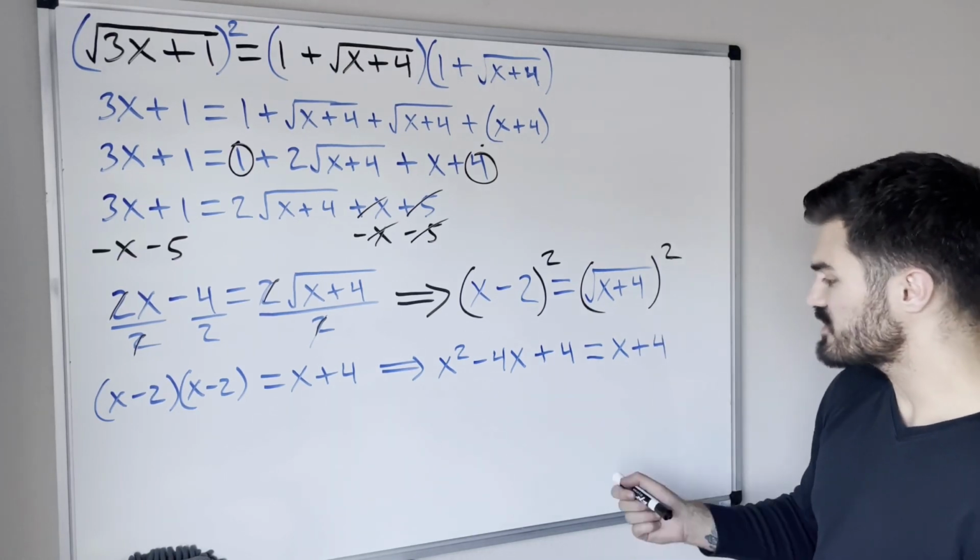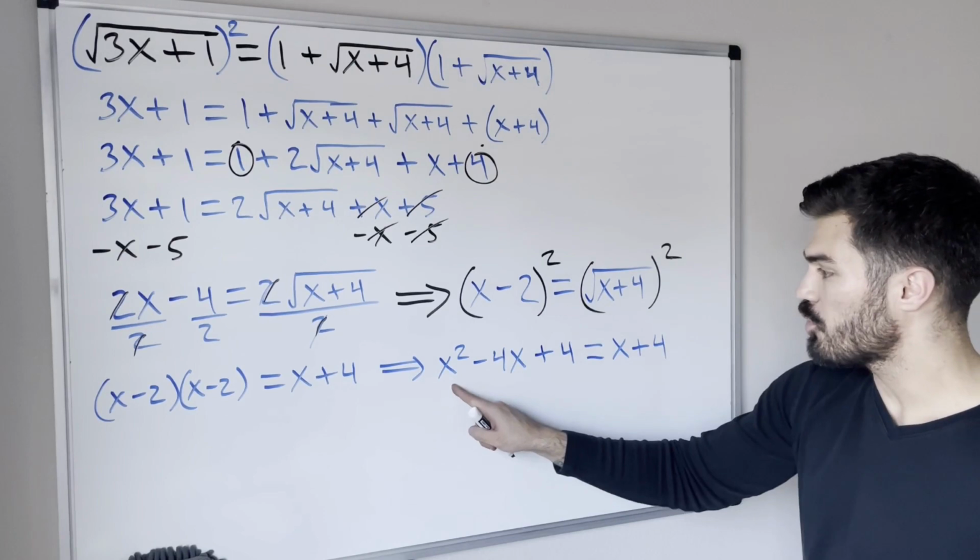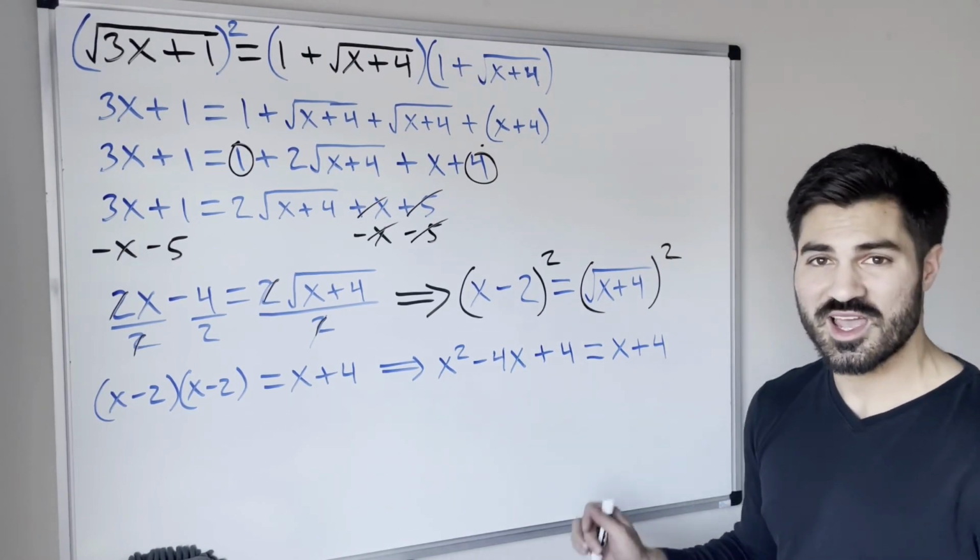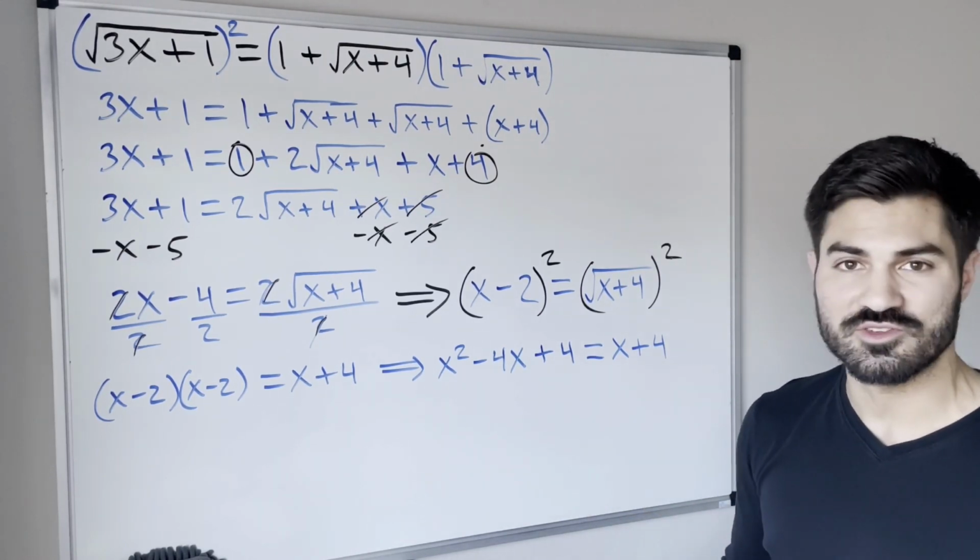Now we can do some nice canceling here. Because now we have a quadratic, we want to get 0 on one side, everything else on the other side, see if we can factor this thing and solve it.